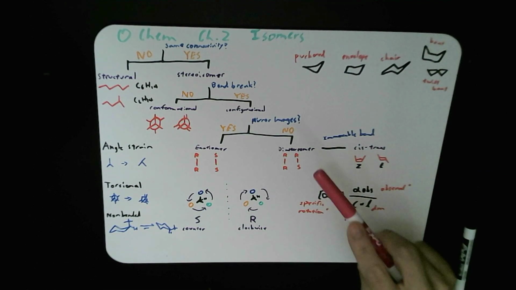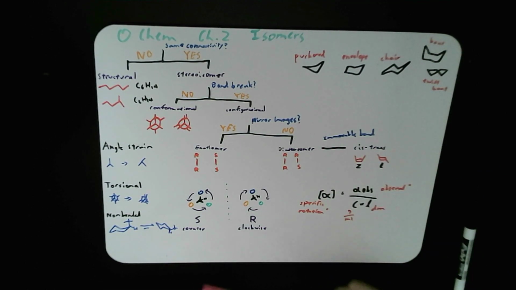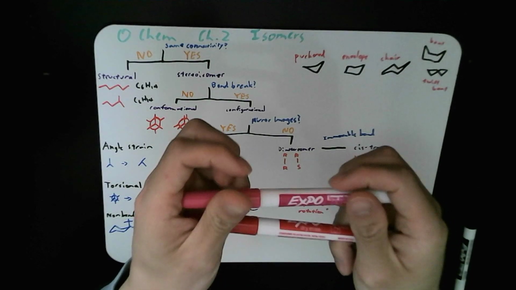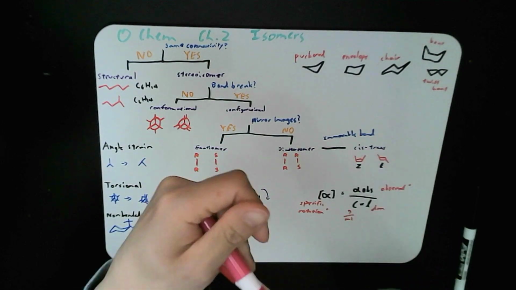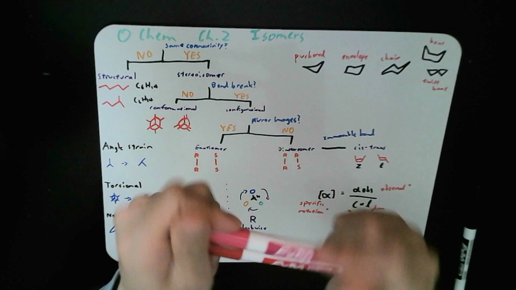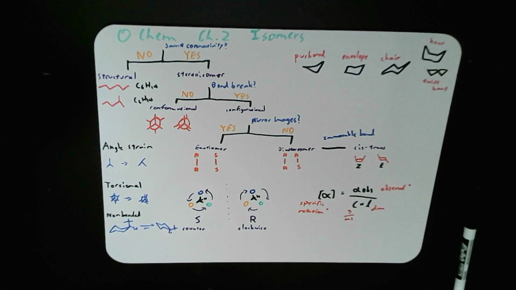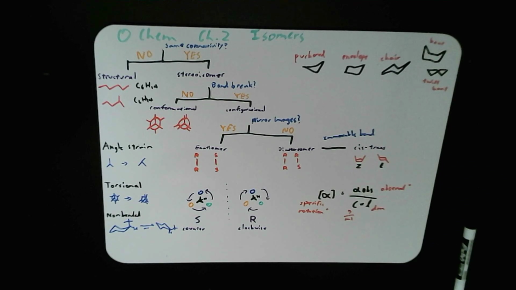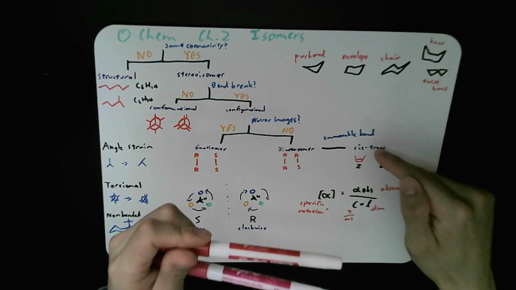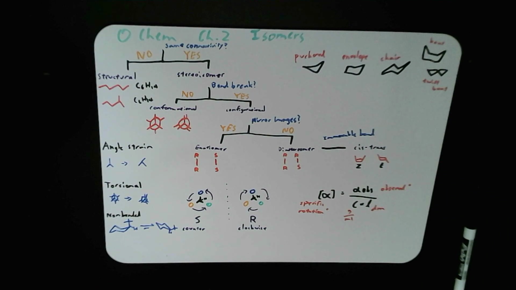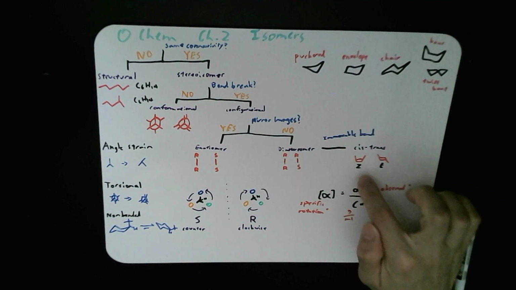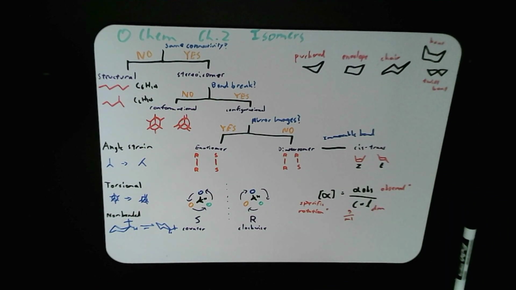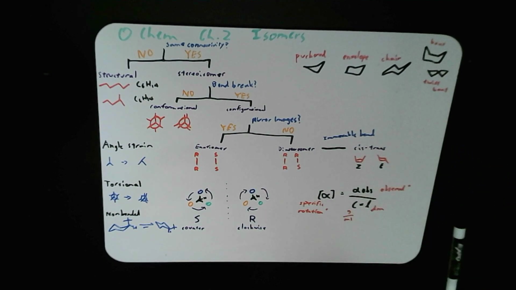And additionally, if there's an immovable bond in between, like this, I can't twist this over and cross it because it's not a single bond, then that means they are cis-trans isomers of each other. Cis means same side, so it's denoted by Z. Z, you can think of as same side, and trans, you can say as opposite side, for E.